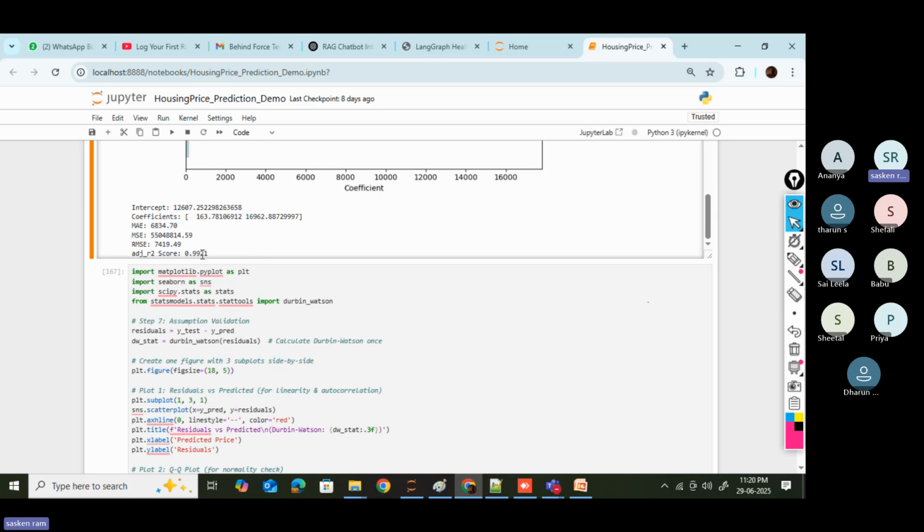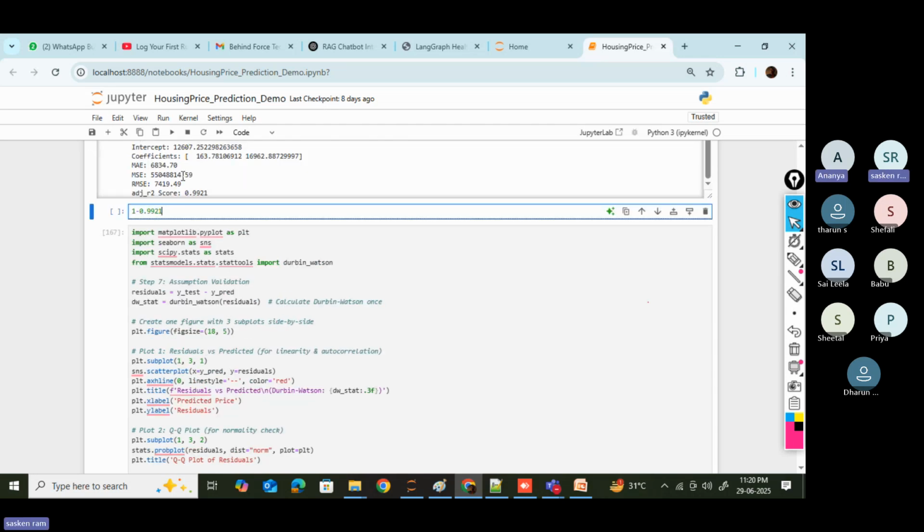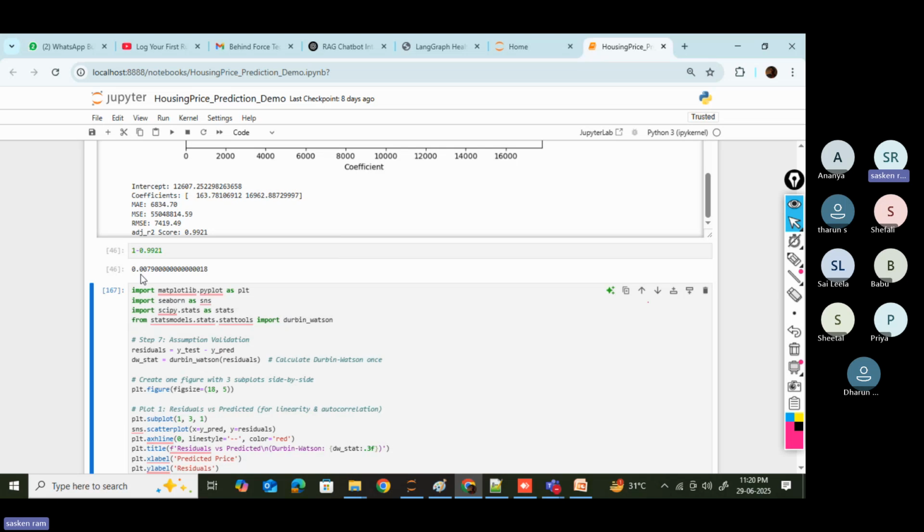I'll just take this and add a cell here: 1 minus this one. The R squared value is supposed to be 1, but in the real world you cannot get 1. So whatever the R squared or adjusted R squared value you get, you subtract it from 1. So that is 0.09.